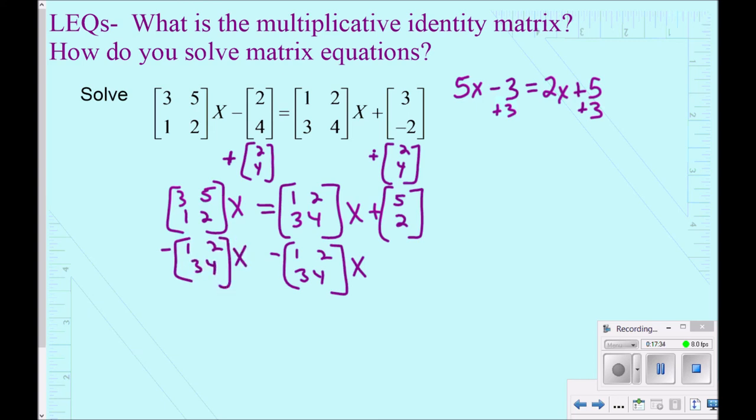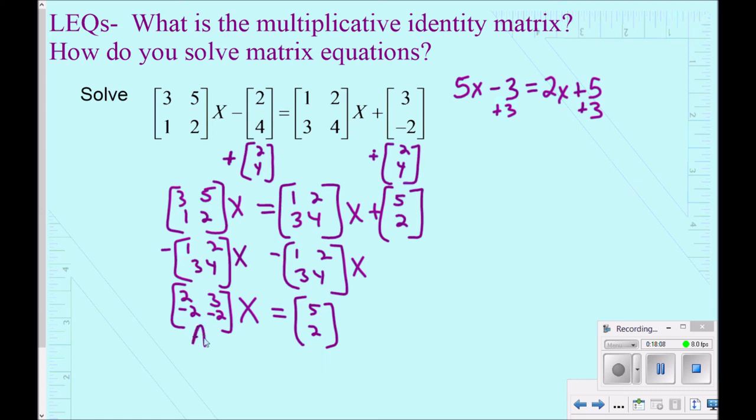So on the right-hand side equals, I have just the 2 by 1 matrix with 5, 2 in it. And on the left-hand side, I'm going to subtract these now. So I have x on the end there. And I have 3 minus 1 is 2. 5 minus 2 is 3. 1 minus 3 is negative 2. And 2 minus 4 is also negative 2. So now I have a matrix times x equals a matrix.